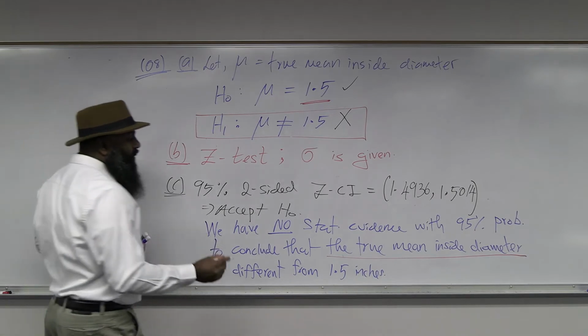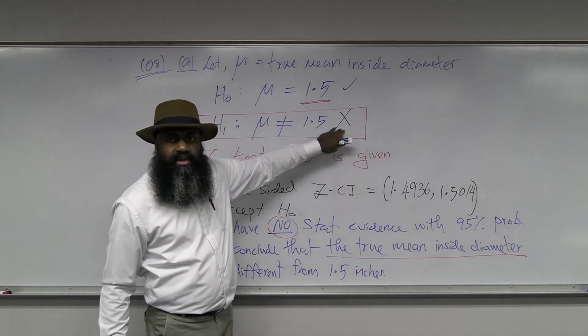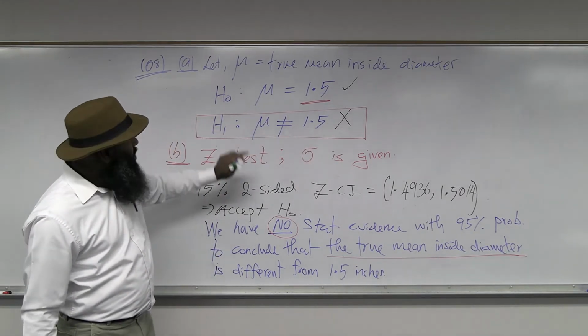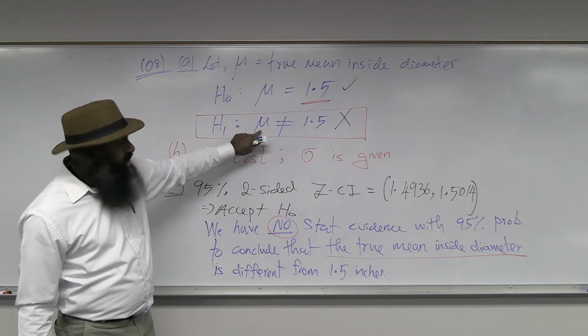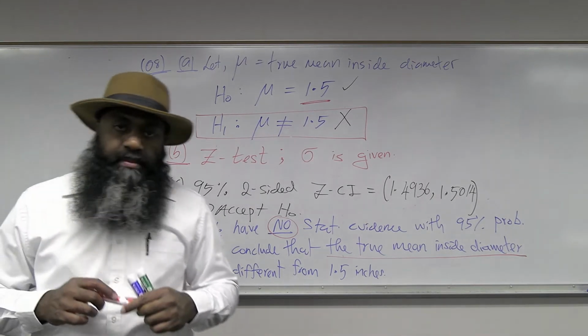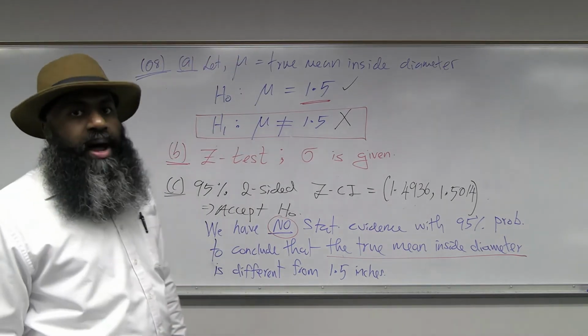Remember, we said no statistical evidence because our data did not support this statement. And I wrote down this statement as it is. True mean inside diameter is different from 1.5. Okay, that's the complete interpretation of this test. Let's now go to part D.